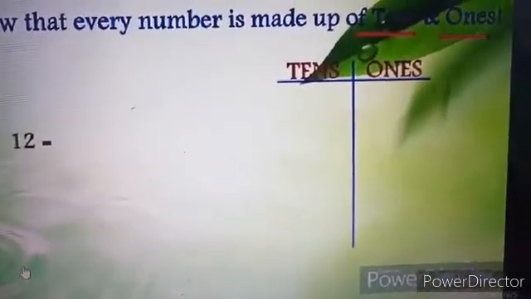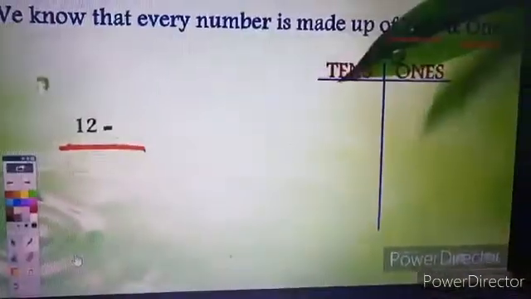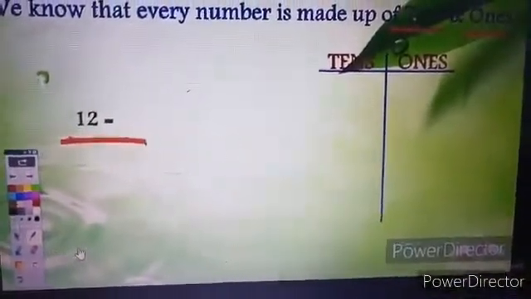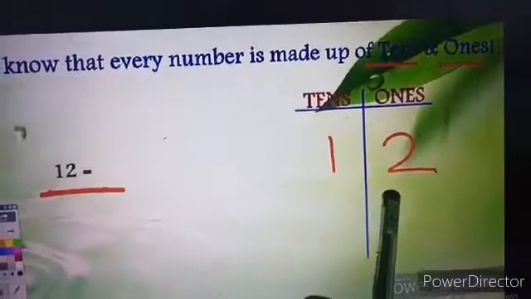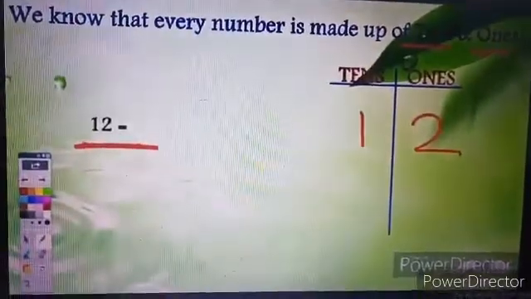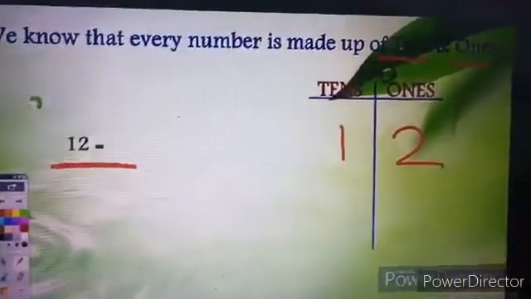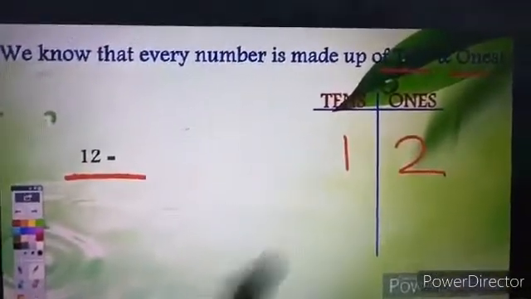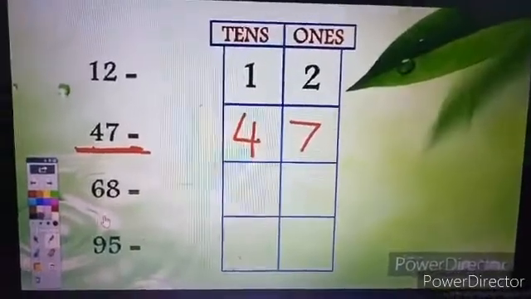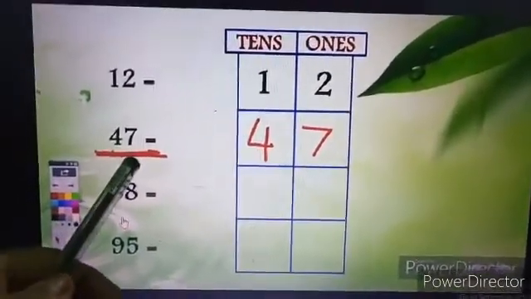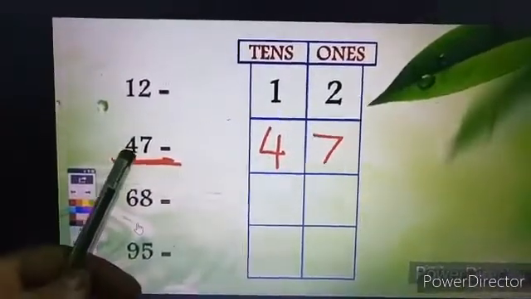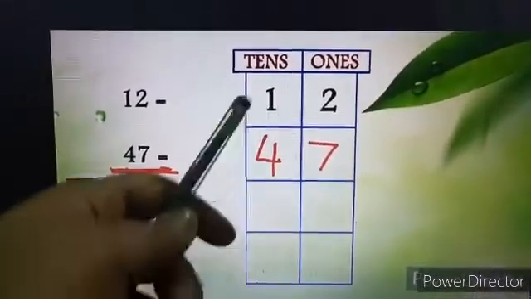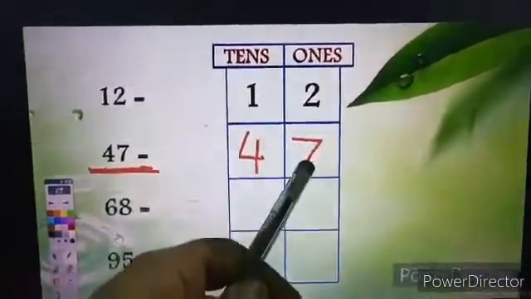And how can we do that? If I have a number 12, I can write it as 1 in the tens place and 2 in the ones place. Or we can say that tens and ones are like rooms. So children, look at these digits, that is 47, and we have to make them sit in their rooms. How will we make them sit? 4 will sit in which room? Tens room, and 7 will sit in the ones room.